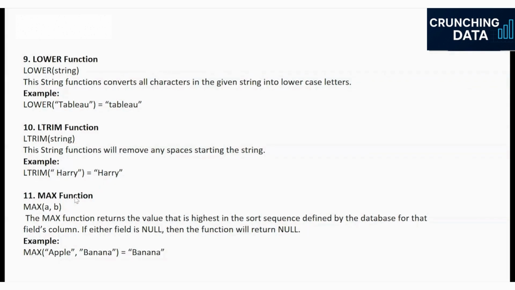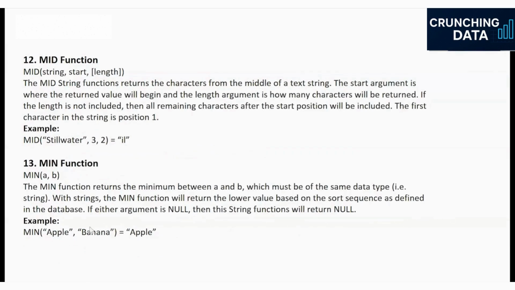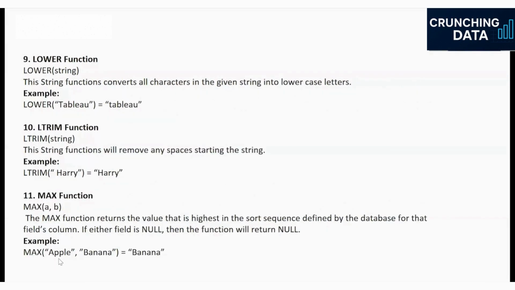The next one is the max function. This max function is used to find the maximum out of two values. Let's say I'm trying to find out what the maximum value is between these two. Over here, I have the text as apple. I have another text as banana. I want to find out which is the highest of these two texts. Now, how is this highest defined? It is defined on the basis of sequence, that is, the characters that are present inside it. So over here, since banana is the maximum out of these two, it would give me the result as banana.